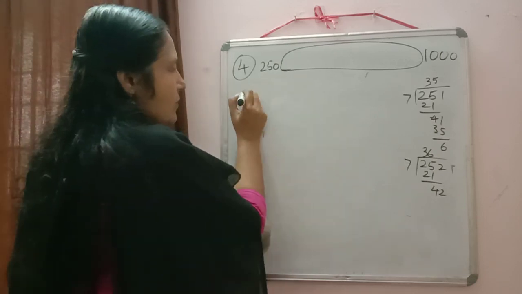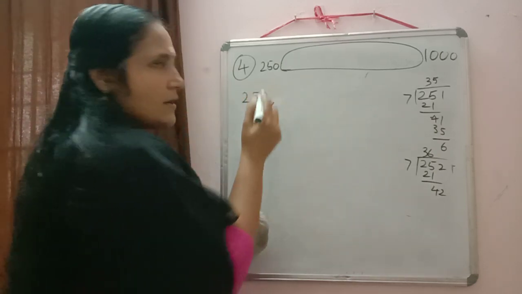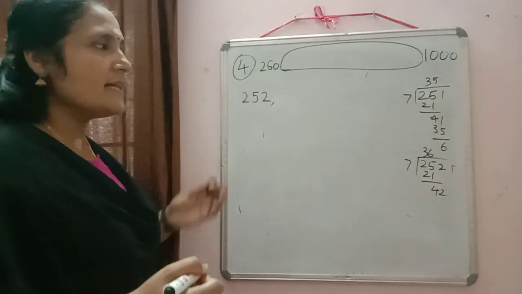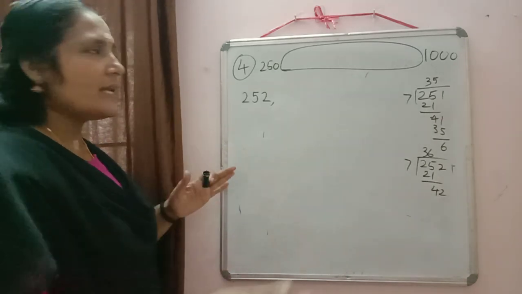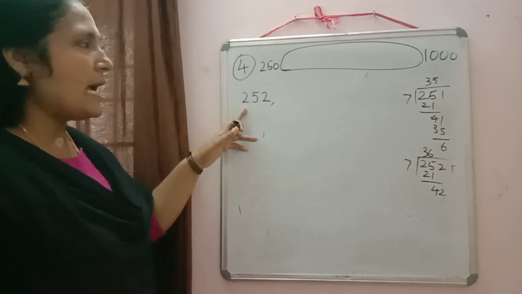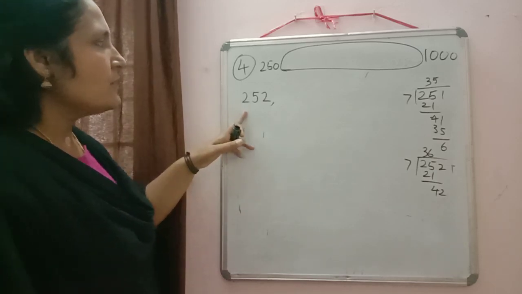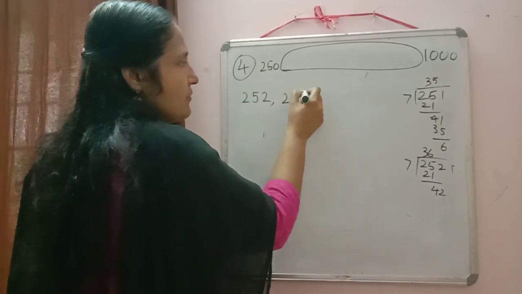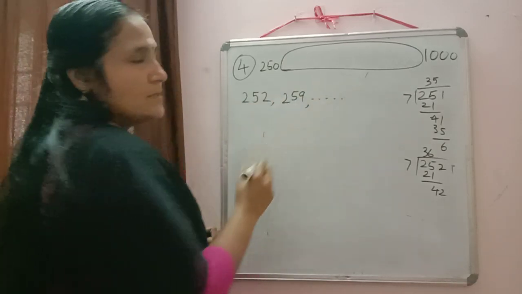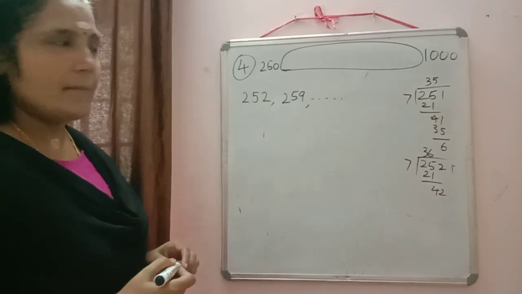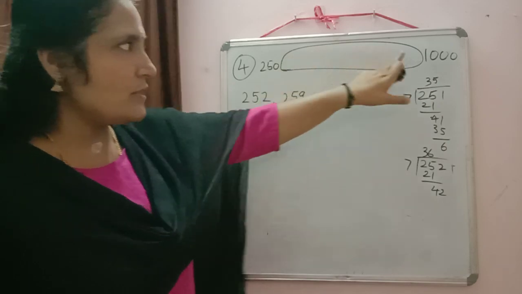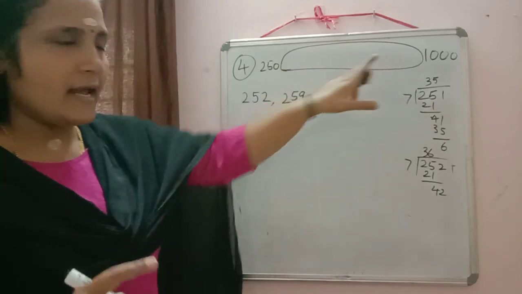So we will write now the AP. First number will be equal to 252. So next number, obviously the number is divisible by 7. So next term how will we get it? Just add 7 to 252. So 252 plus 7, next it will be equal to 259. Now we have to check what is the last number. So for that what will we do? Between 250 and 1000, so the last number will be 999.